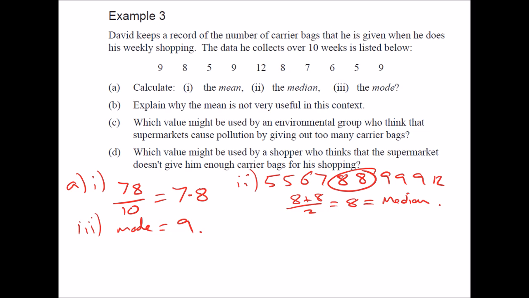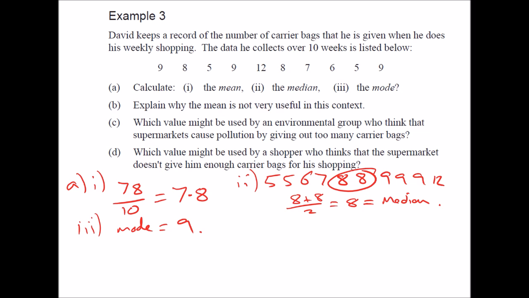Right, so explain now why the mean is not very useful in this context. And I'll say these in words rather than writing them down. Well, the mean here is 7.8. Now, nobody uses 7.8 bags when they go shopping. So when you're talking about discrete values, which means whole number values, 7.8 is just meaningless to us. So not very useful at all.